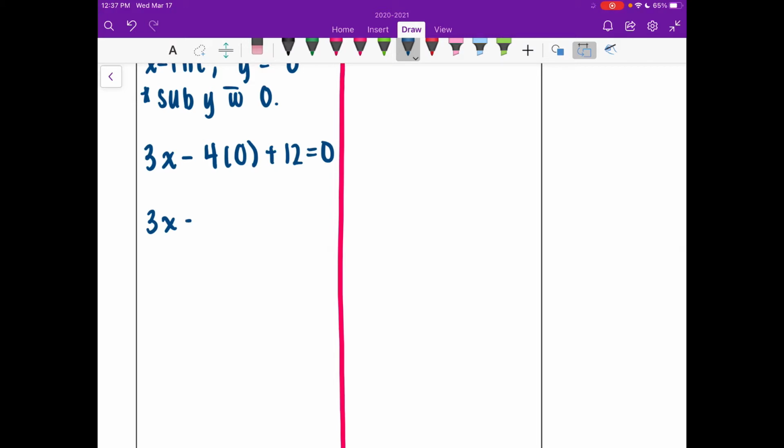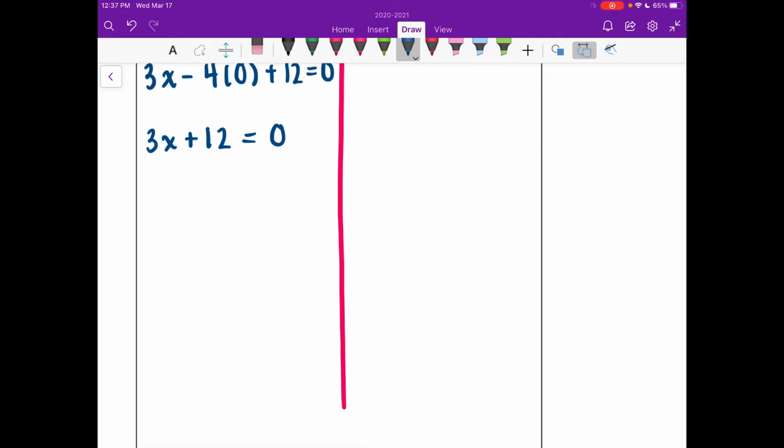Minus, right, plus 12. Since it's negative 4 times 0, we're just going to get rid of that negative. So we're just going to do plus 12 equals 0, right? So I'm left with 3x plus 12. Now I just want to isolate for x because that's what I'm trying to find.